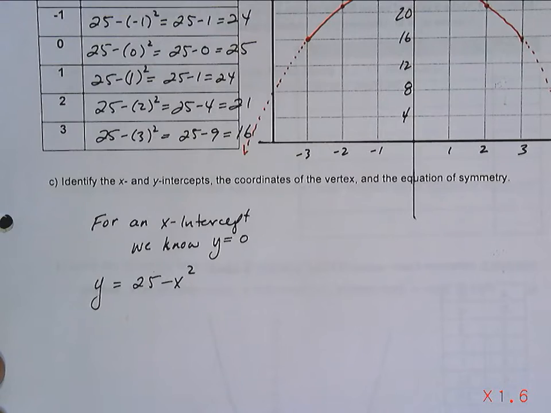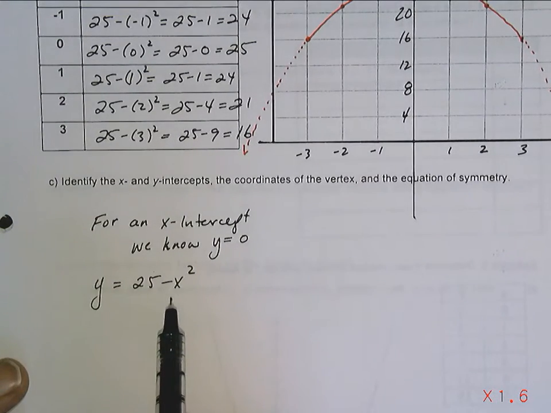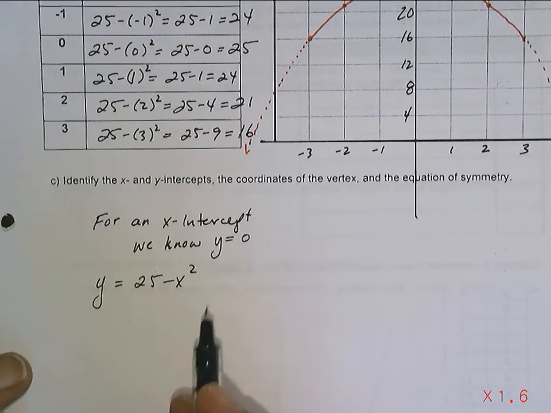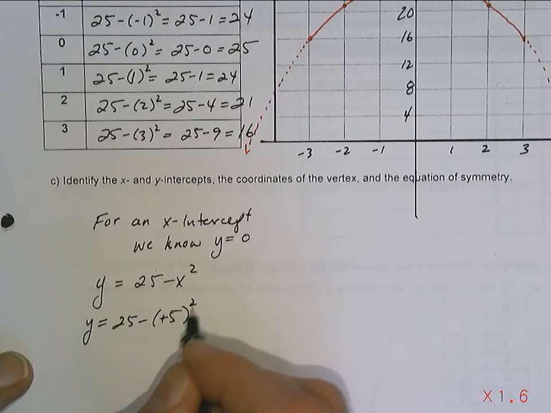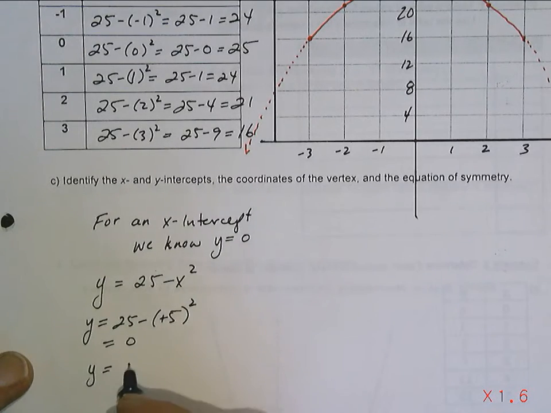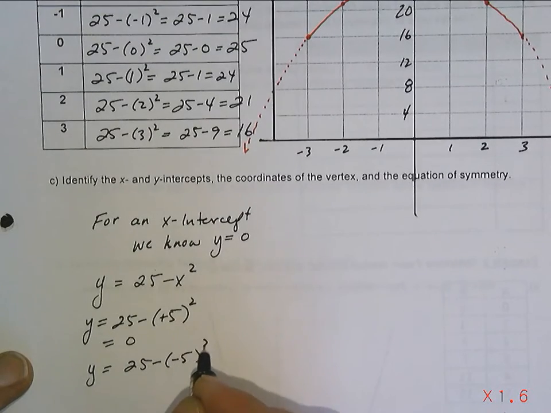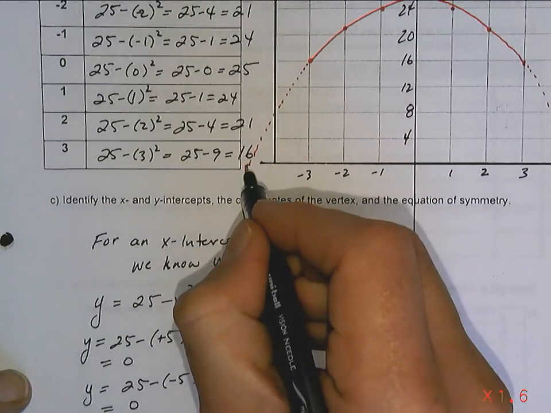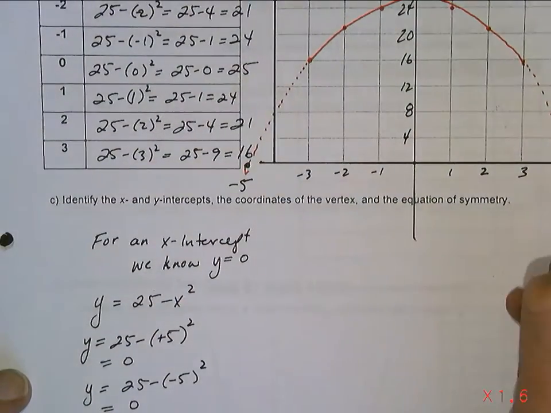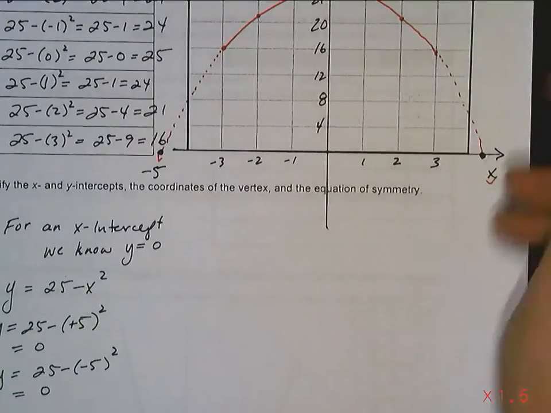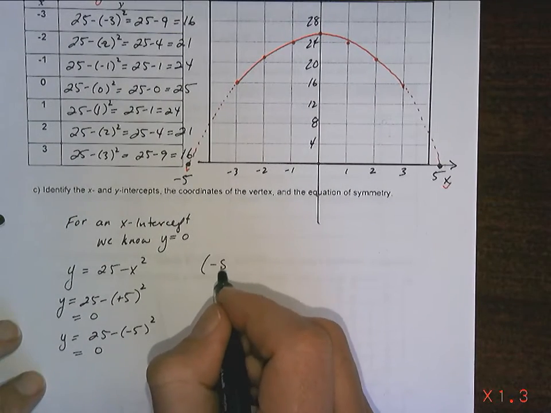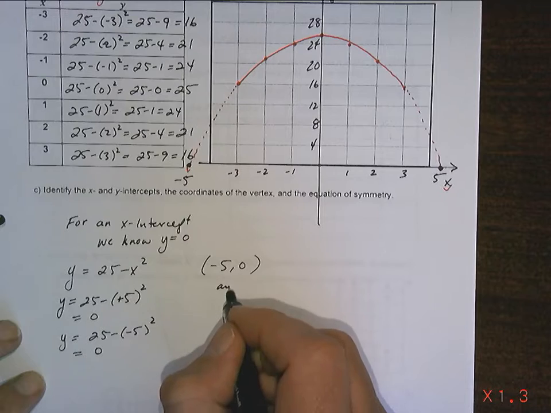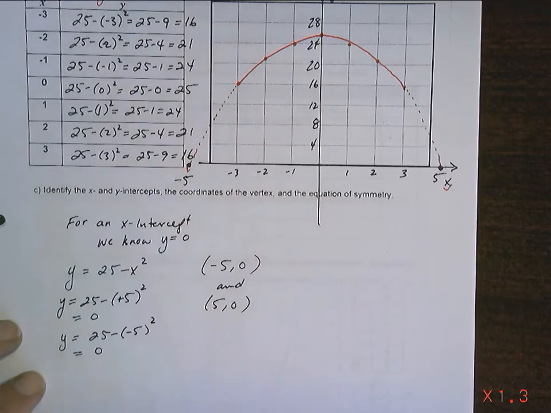It's 5, isn't it? And it doesn't matter if it's plus 5 or minus 5, because when I square it, it'll work, right? So if I do this, I get 0. And if I do this, I get 0. So my answers are, it's going to cross out here at negative 5, and it's going to cross up here at positive 5, which means my x-intercepts are going to be negative 5, 0, and 5, 0.